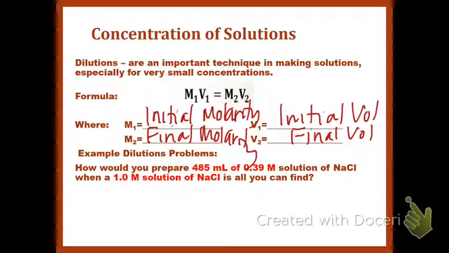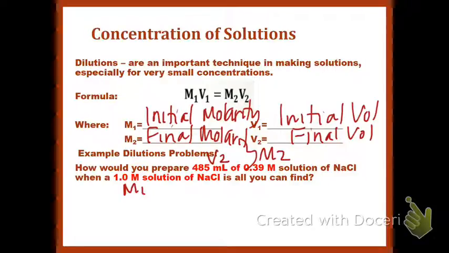And this example is how would you prepare 485 milliliters of 0.39 molarity solution of NaCl when all you have is a 1 molar solution. When you have 2 molarities listed, your higher concentration will always be M1. Okay? M1 will always be your higher concentration. So we know that this one is going to be M1, so that's got to be M2, and of course the 485 goes with it because it says you have that much of it. So that's V2. So we're actually going to be solving for V1, okay?